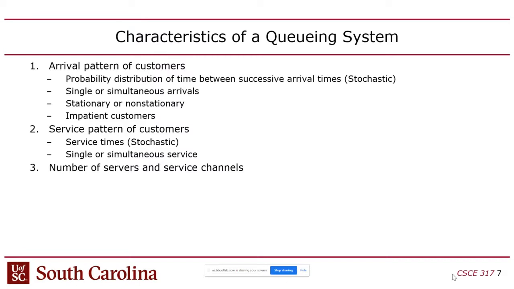And then there are some other subtleties. You can have single or simultaneous arrivals, and it can be stationary or non-stationary. You can have customers that will leave if the queue is too long, which is a more realistic scenario when you're talking about human queues, not necessarily so much with electronic queues. And then there's the service pattern, and that's how long it takes to service. And the number of servers and service channels is a parameter. These are all parameters for the queuing system.